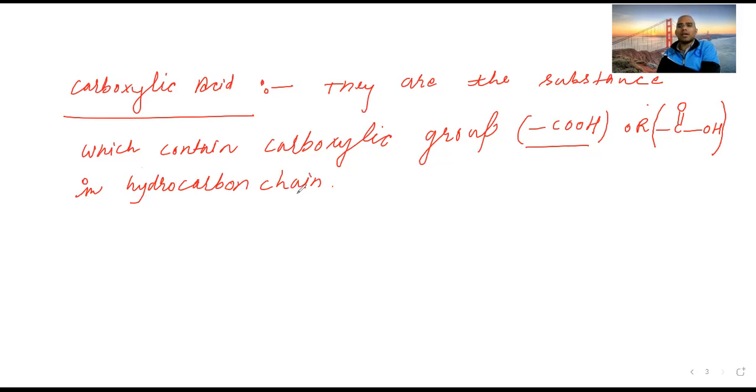Okay. So they are the carboxylic group. They are the substance which contain carboxylic group in hydrocarbon chain, and gives H plus ion in water. Gives H plus ion in water. Can you understand this? Yes, sir. I'm also writing it down.